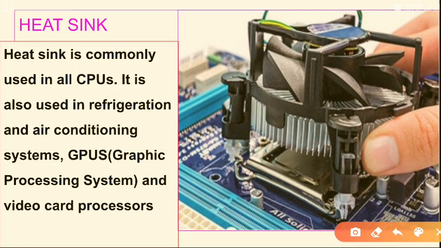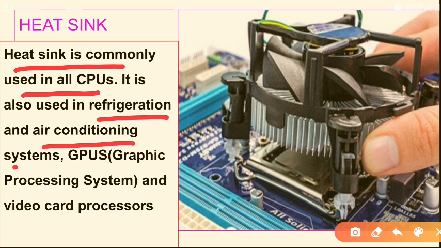Now, a heat sink is commonly used in all the CPUs. It is also used in refrigeration and air conditioning systems. So your AC and your refrigerator also use different kinds of heat sinks. GPUs, or graphics processing units, and video card processors also use heat sinks.